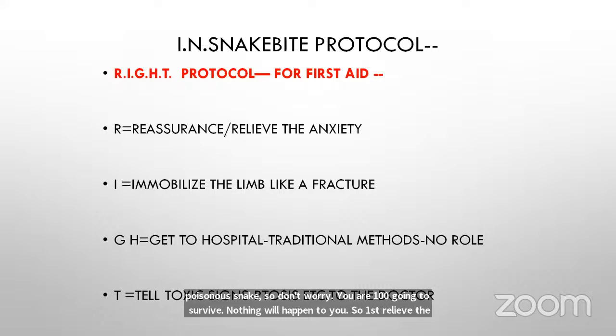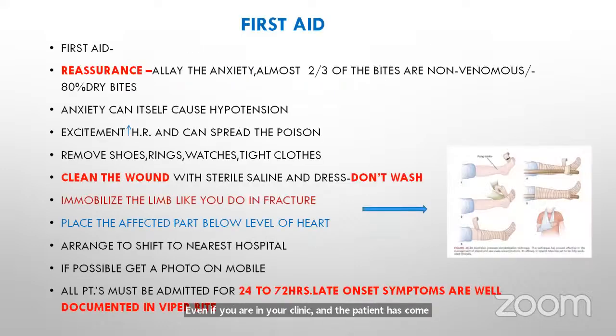Now, the second important thing is to immobilize the limb like a fracture. This is very important. Even if you are in your clinic and the patient has come to you, the first important thing is to apply a splint.